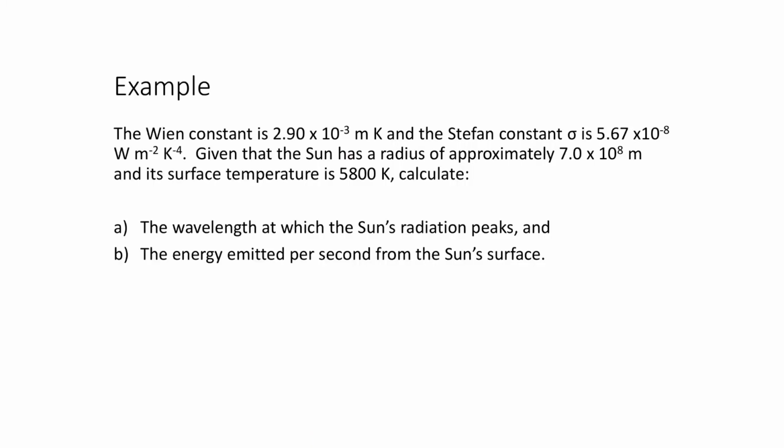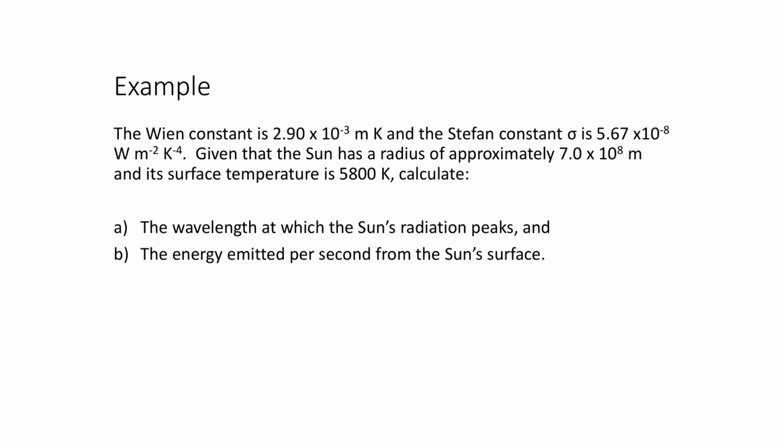And then another example. So the Wien constant is 2.9 times 10 to the minus 3, and the Stefan constant is 5.67 times 10 to the minus 8. Given that the Sun has a radius of approximately 7 times 10 to the 8 metres, and its surface temperature is 5,800 Kelvin, calculate the wavelength at which the Sun's radiation peaks, and the energy emitted per second from the Sun's surface. So press pause at this point, give it a go, look back at your notes that you've hopefully been making, and when you're ready, press play and we'll go through the answer.